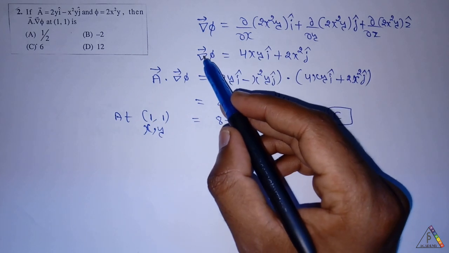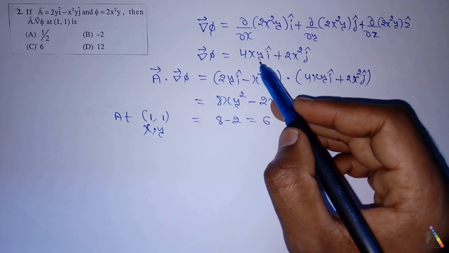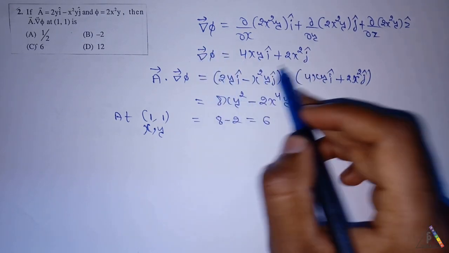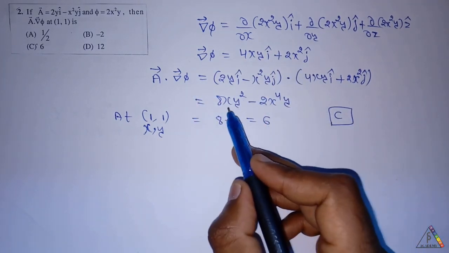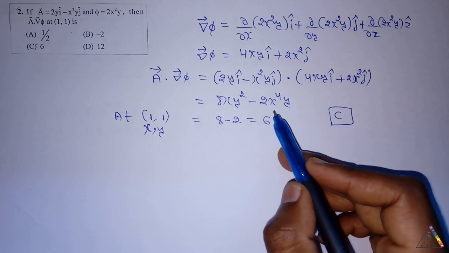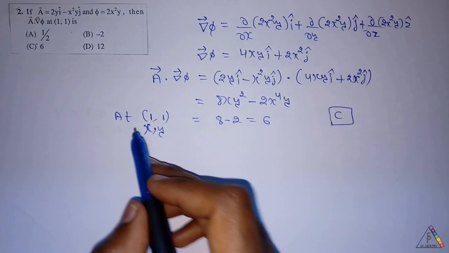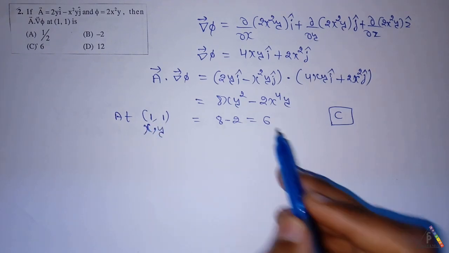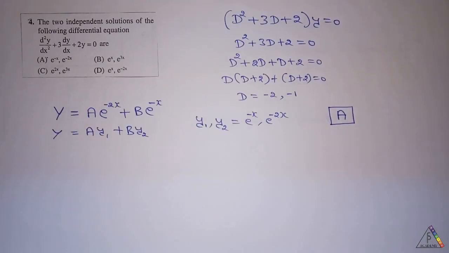that is del vector into phi is equal to 4xy i cap plus 2x square j cap, and taking the dot with the A vector of this we get 8xy square minus 2x to the power of 4 into y, and at the points x comma y equal to 1 comma 1 we get 6. Therefore for this question the answer is C option.